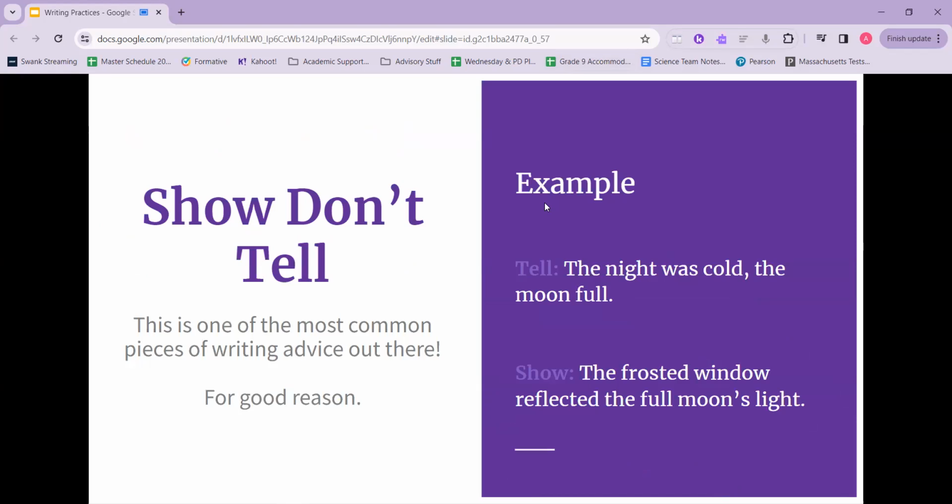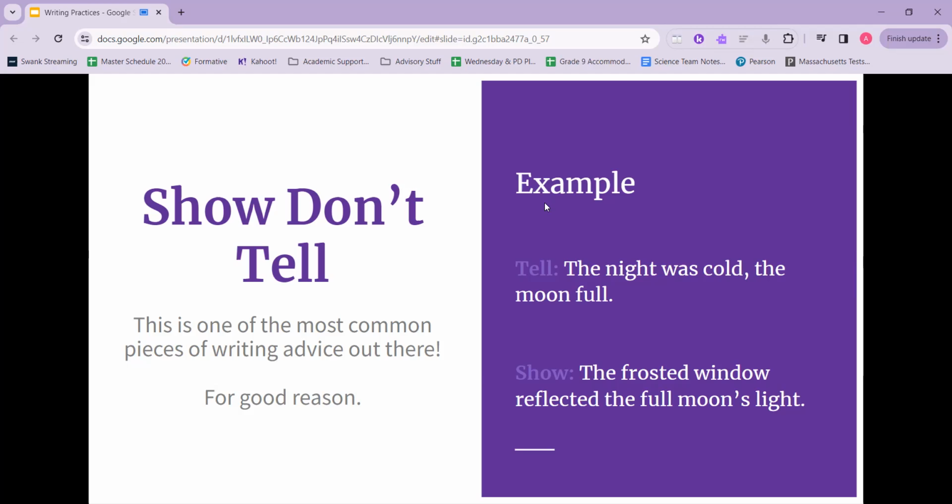All right, so first tip for novice writers and really all writers. This is one of the most common pieces of writing advice I've ever heard. You hear it all the time. There's a good reason for it. Show, don't tell. So as you're writing, don't just say what's happening. Don't just say what's around them. Show it with your words, with your descriptions, with the actions of your characters.